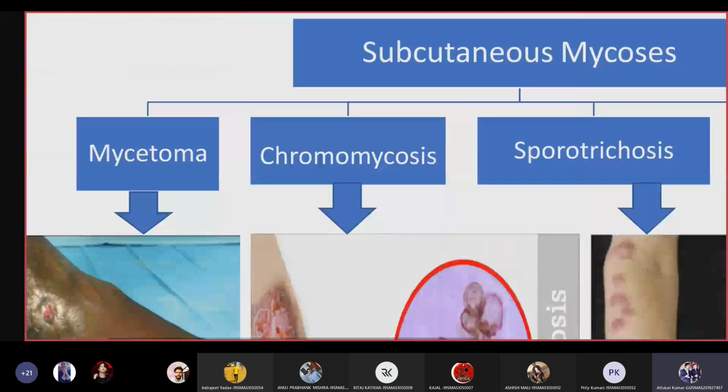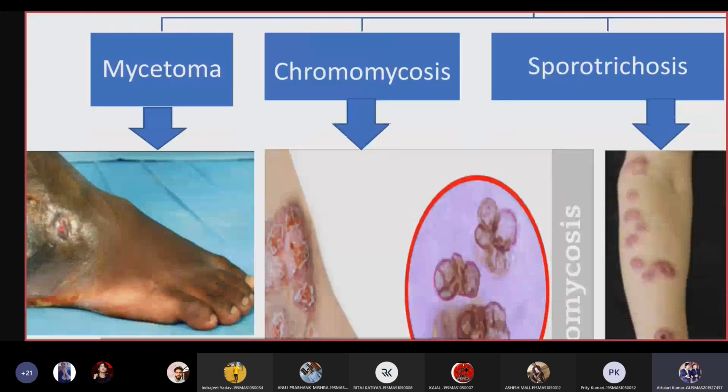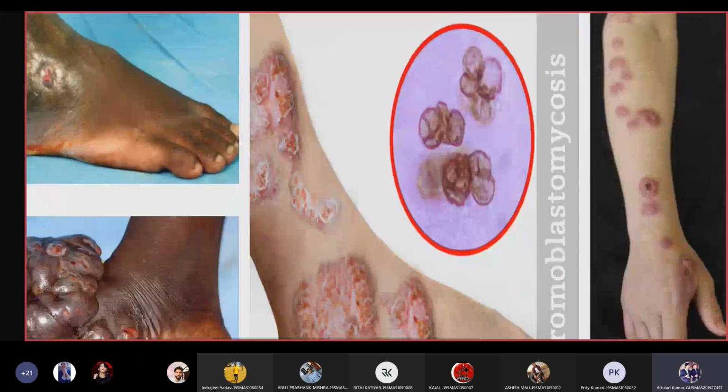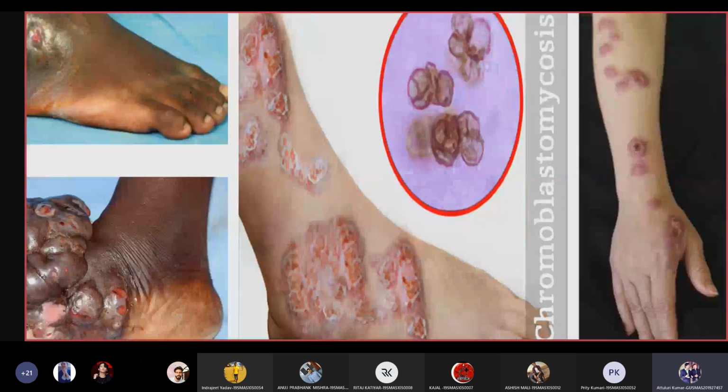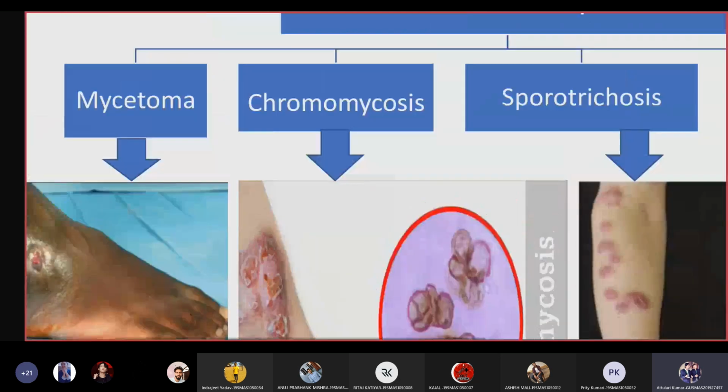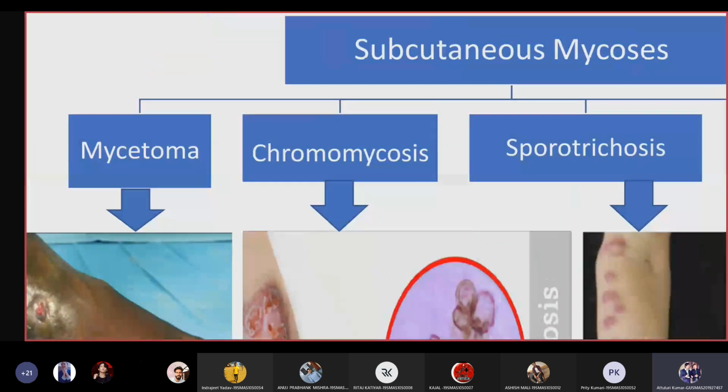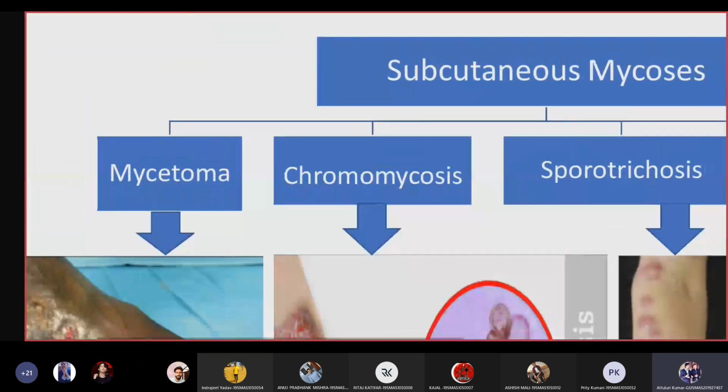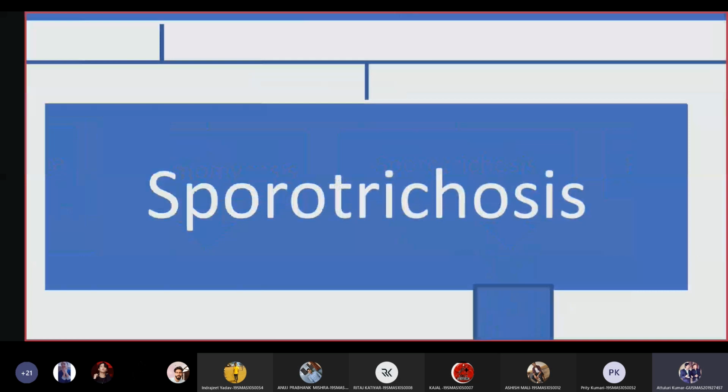The presence of sclerotic bodies is an identification feature for detection of chromomycotic infection. So chromomycosis can be identified by the presence of sclerotic bodies, and classically the infection forms cauliflower-like nodules on the surface of skin. So this is the second subcutaneous mycosis, which is chromomycosis. Then the third one is sporotrichosis.